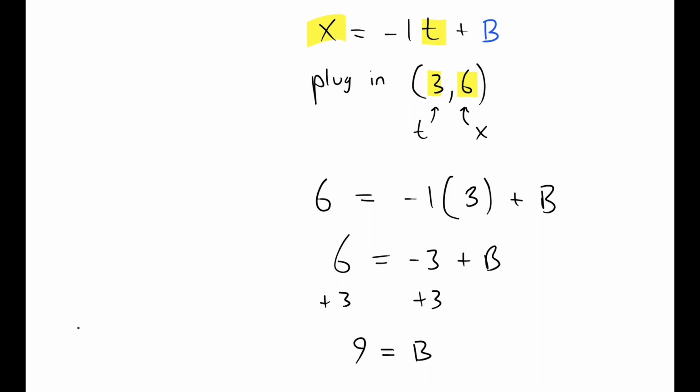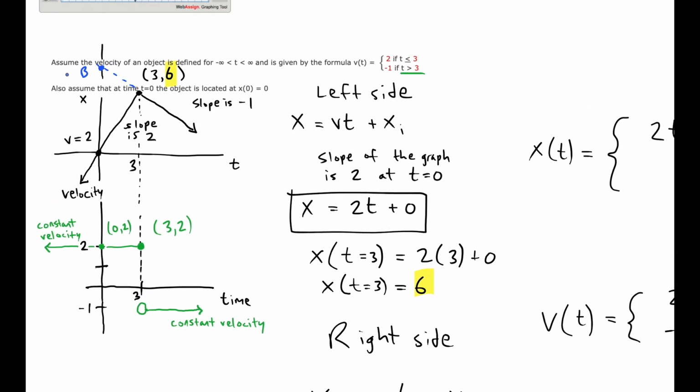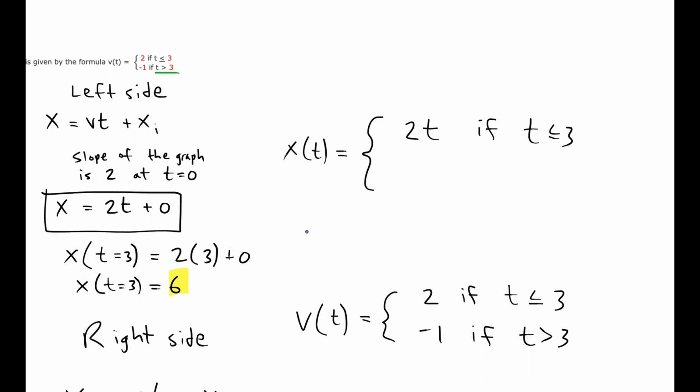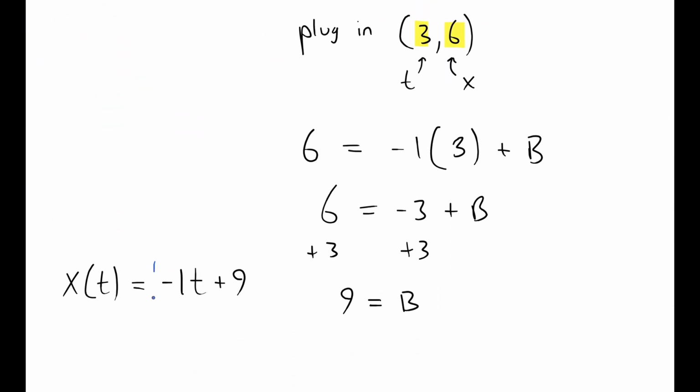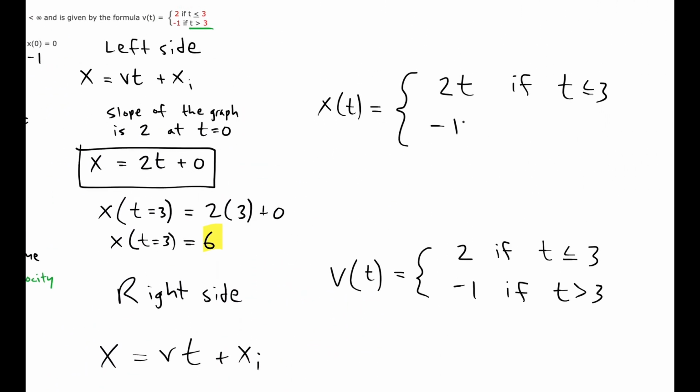So the equation of that second part of the problem then, it must be negative 1t plus 9. And according to the picture that I drew, that seems to make sense, that this b could be 9 units off the time axis. Alright, now that we have this, we can now plug it in. We'll get negative 1t plus 9 for whenever t is greater than 3.